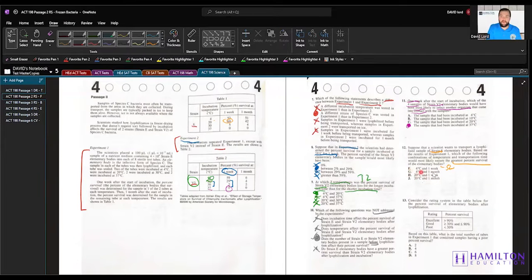We have 4 degrees Celsius 1 month, which is 51. And we have the 20 degrees Celsius in 1 week, which is the highest number there. But we'll check J just to make sure. 20 degrees Celsius in 1 month, that's 42, which is the lowest answer. So that is why I picked answer choice H here, because it was the highest number, and we were looking for the greatest percent survival.